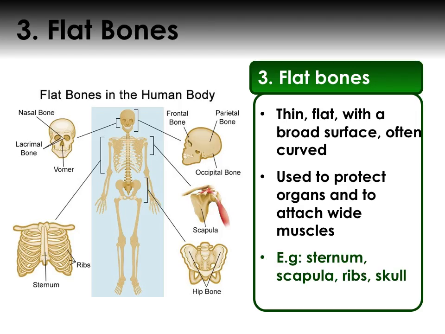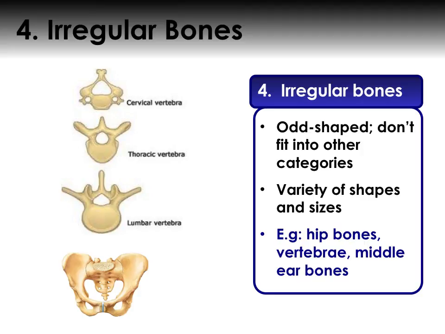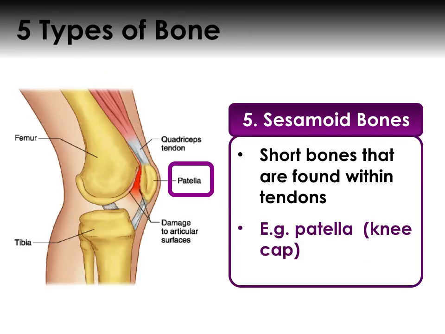Flat bones are thin and flat with a broad surface that often has a curve to it. They're used to protect organs and attach wide muscles. Examples of these would be the sternum, scapula, ribs, and skull. Irregular bones are the ones that you can't fit into other categories because of their shape. They come in a wide variety of shapes and sizes, and examples are hip bones, vertebrae, and middle ear bones. The last one, the sesamoid bones, these are short bones that are found within tendons. The patella or the kneecap is actually the largest one.